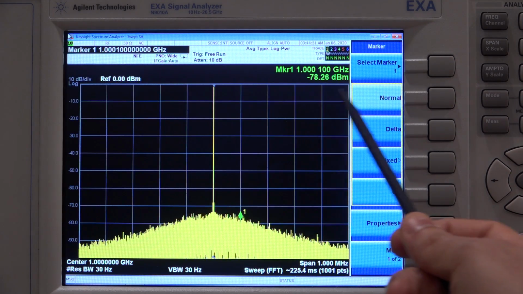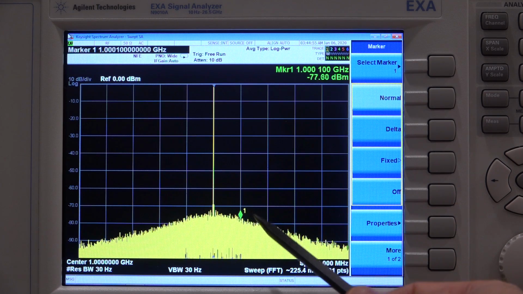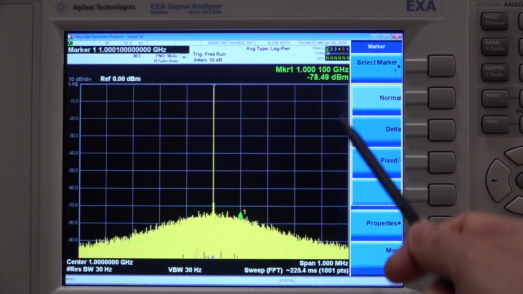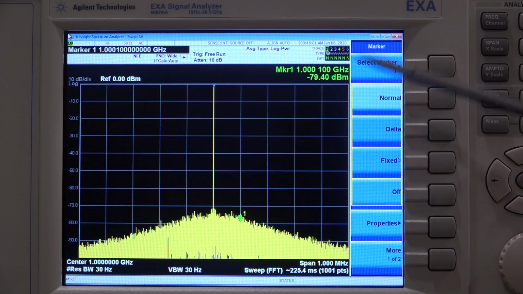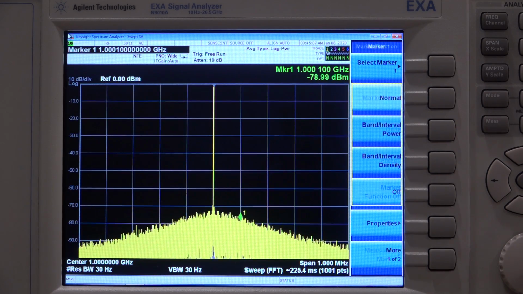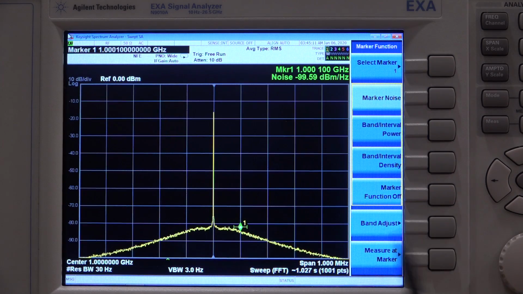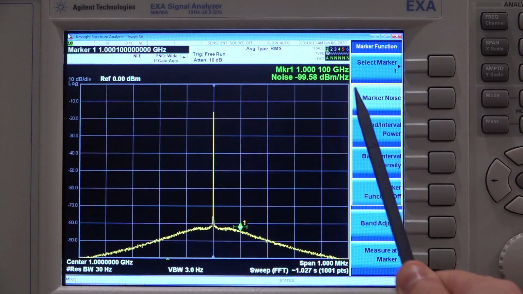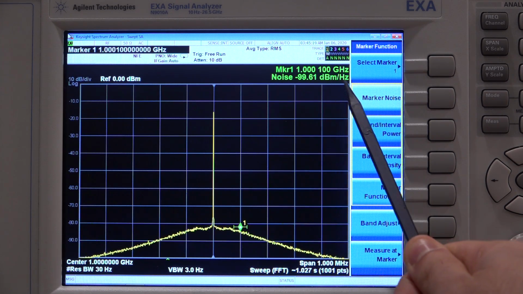Now you cannot read this number, because it just tells you the power measured at this point. This does not give you spectral density. So this is in dBm, but you want it in dBm per hertz. The instrument can actually give you that value, because we can change the marker function to give you noise density. So we go under marker functions, and we select marker noise. Now it will give you the value in dBm per hertz. What it's doing is measuring how much power there is in a 1 hertz bin. So minus 99 dBm per hertz.